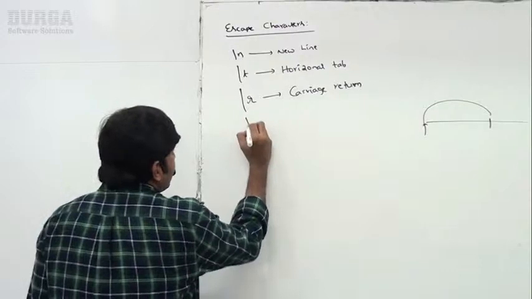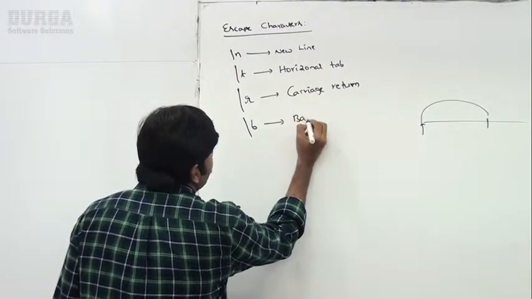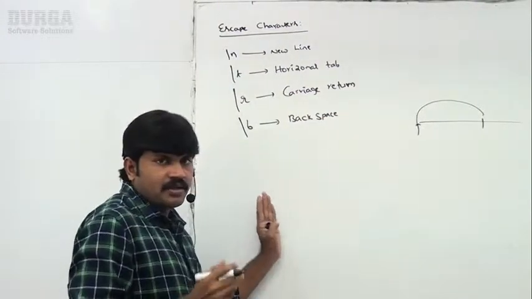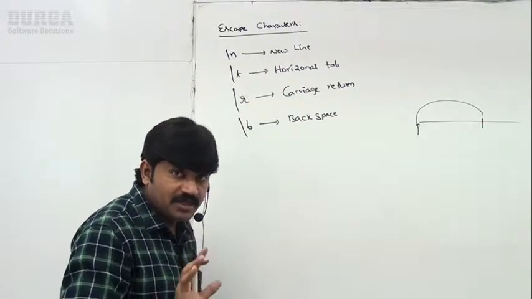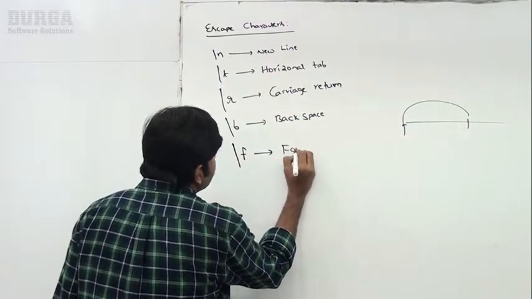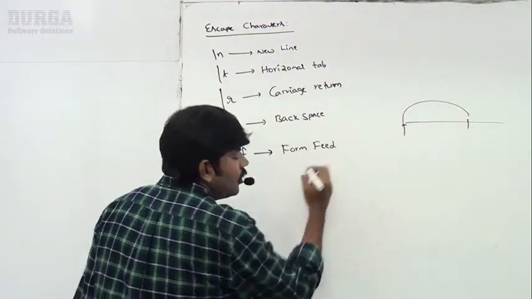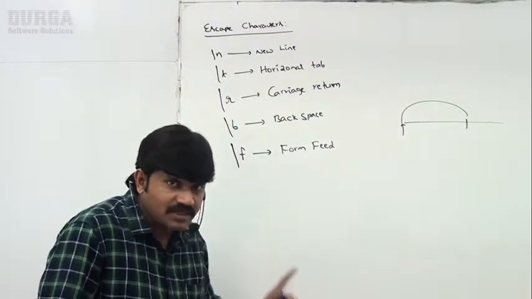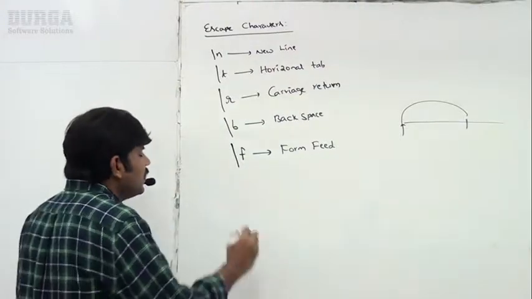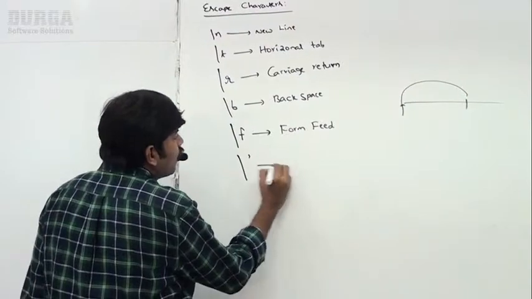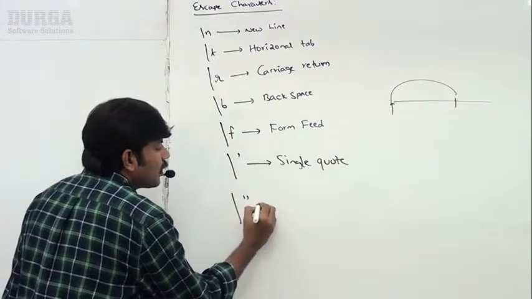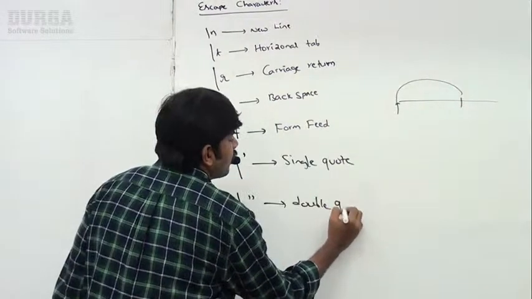Next, backslash b means backspace. Automatically the current character is moved back, so that character will be deleted, sir. Backspace character. Next, backslash f means form feed. Form feed means go to the next page, like that. But anyway, we are never going to use it, don't worry, just be aware that these escape characters are there. Next, backslash single quote, that is the single quote symbol, backslash double quote, the double quote symbol, right?